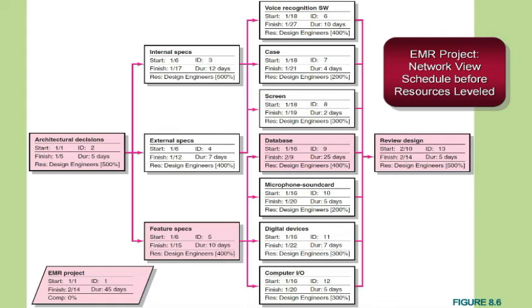In this EMI project, right now we have a critical path that runs from architectural decisions through feature specs into the database and then eventually into review design. You can see the other tasks required. What you're seeing now are the resource loads on the particular activities. Again, each 100% is one person. So it takes 5 design engineers for the first activity, for example. Our resource limit is 8 design engineers available on this project. So that will have an impact on what's going on here.